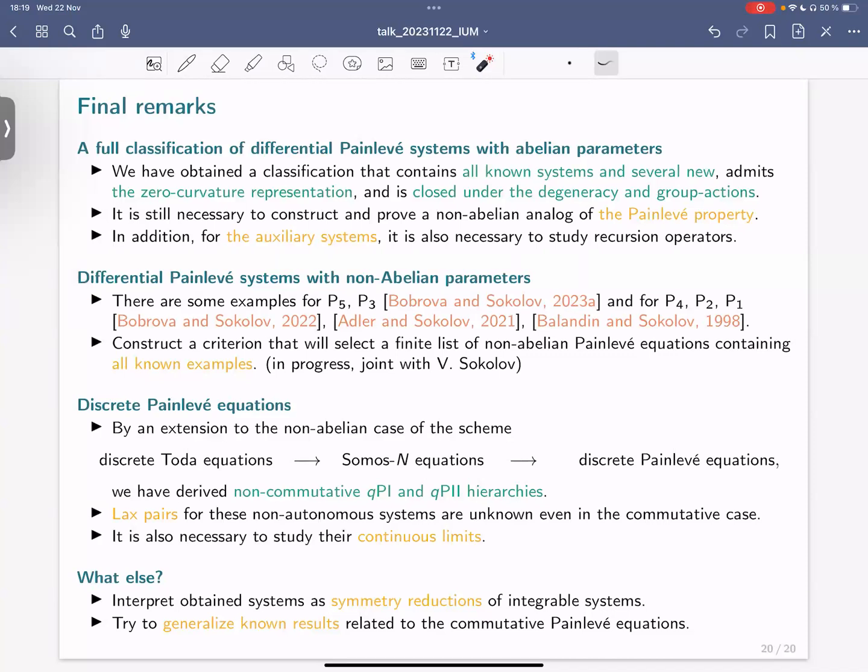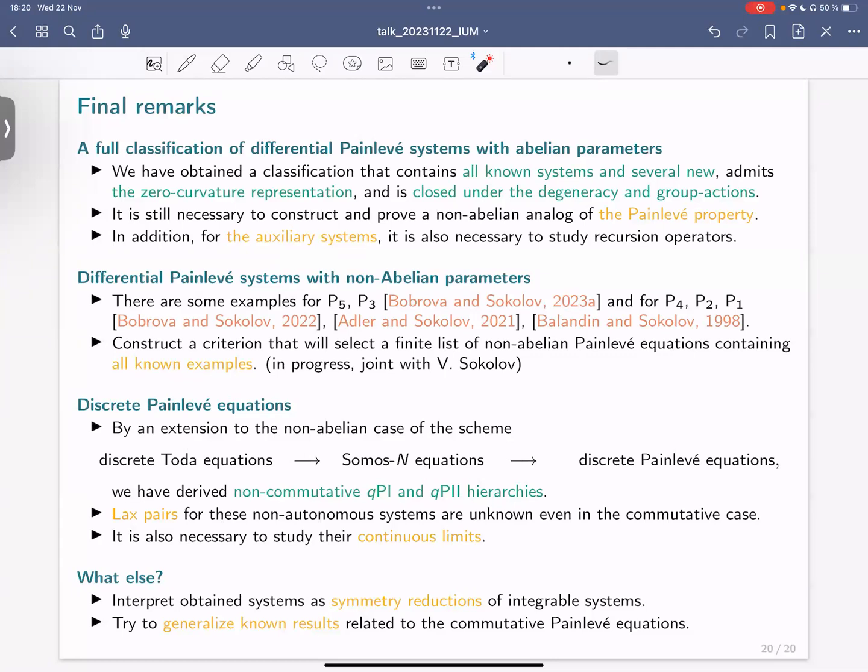Regarding the differential case, the second part of this classification is the following. We would like to classify differential equations with non-Abelian parameters. Probably our symmetry approach will be useful in this classification problem. Let me stress that there are some examples of such systems of the Painlevé 5 and Painlevé 3 types, and of Painlevé 4, Painlevé 2, and Painlevé 1 types. An example for the Painlevé 1 system we have considered in the beginning of my talk.